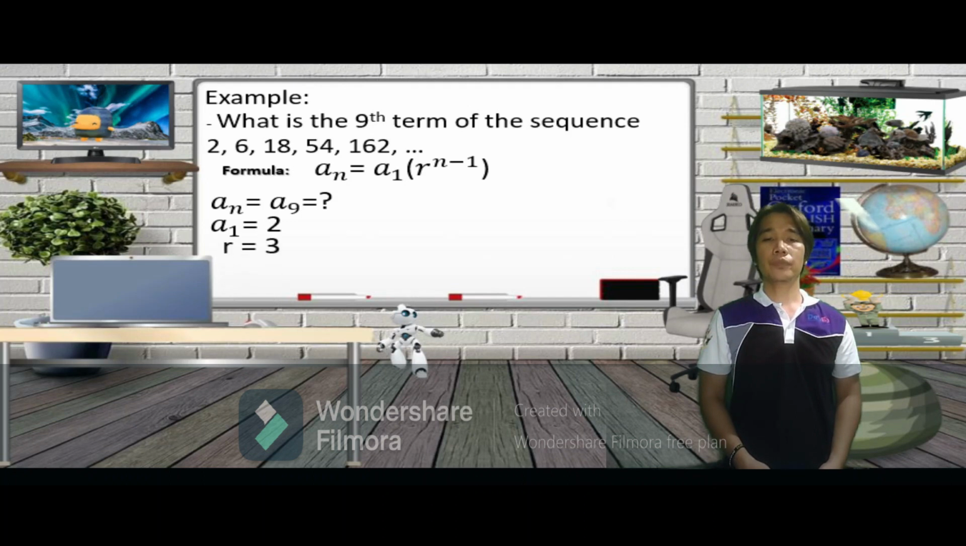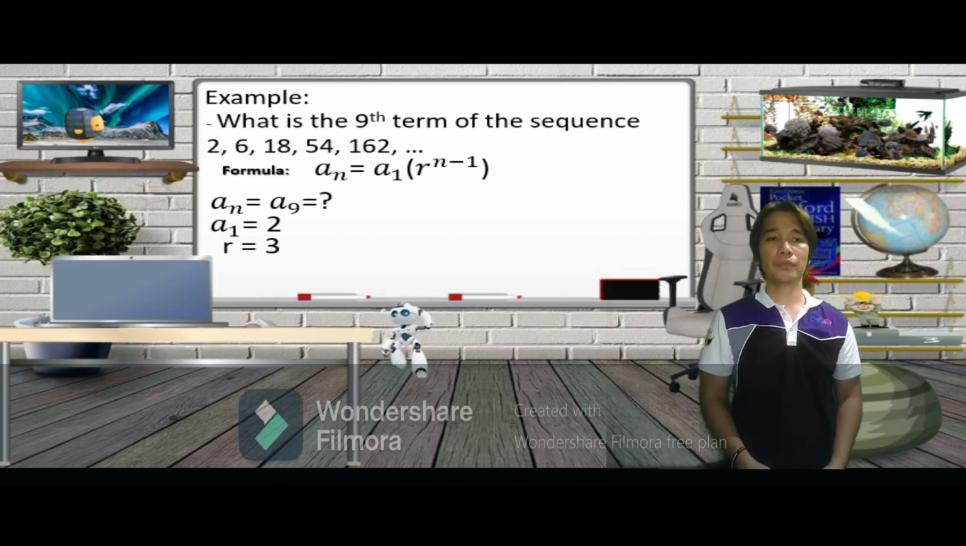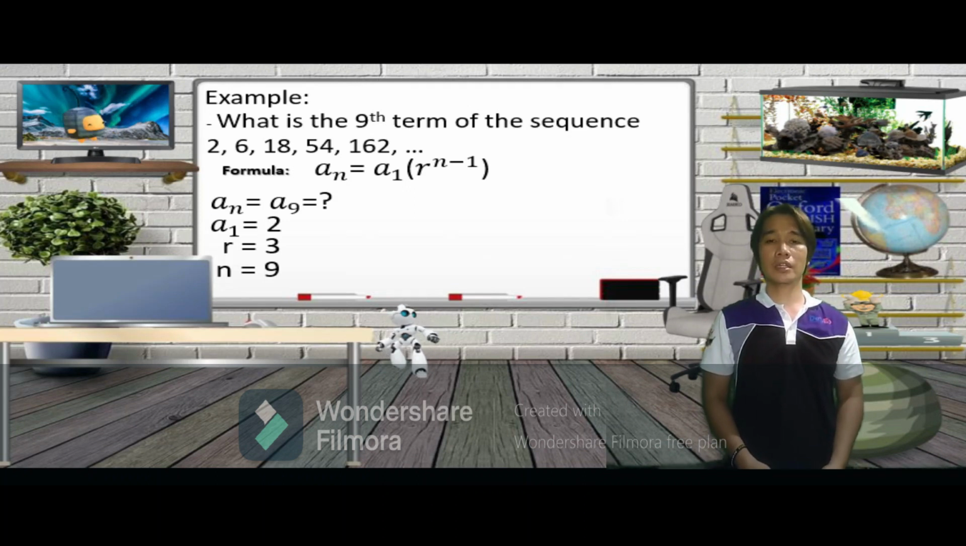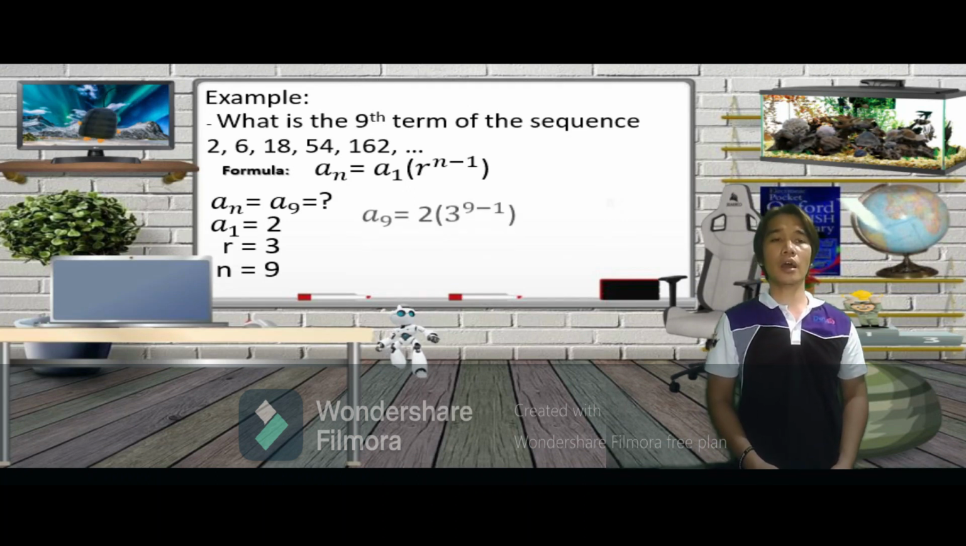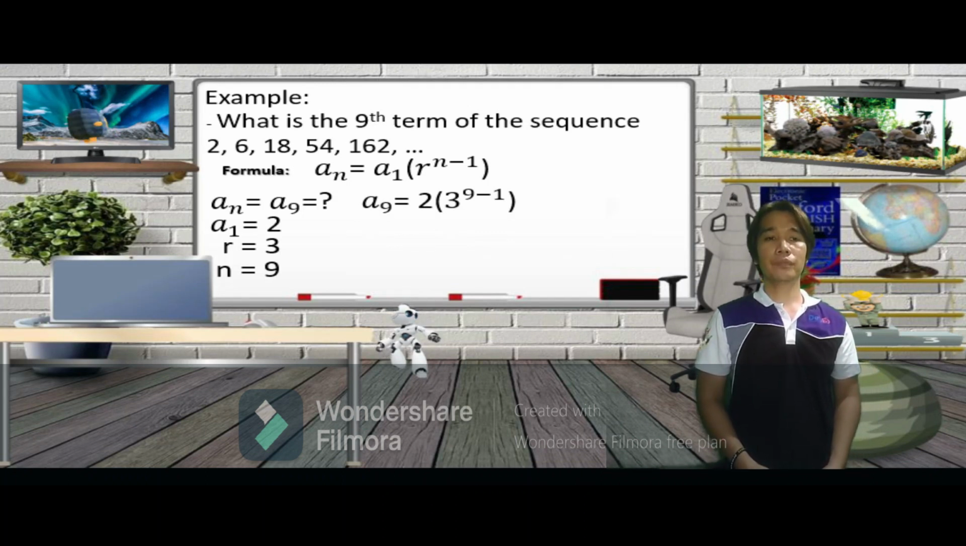Then we have the common ratio that is 3, taken from dividing a sub 2 by a sub 1, or 6 divided by 2, and then 18 divided by 6. So we have the common ratio that is 3. Then we have the number of terms, or n, that is 9. So by substituting the value, we have a sub n is equal to 2 multiplied by 3 raised to 9 minus 1. So let us first subtract the exponent.